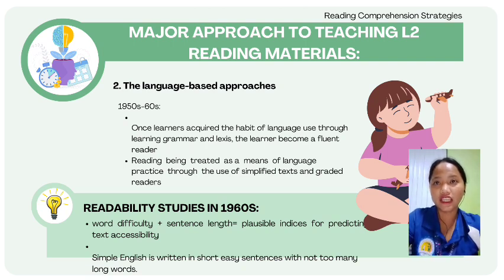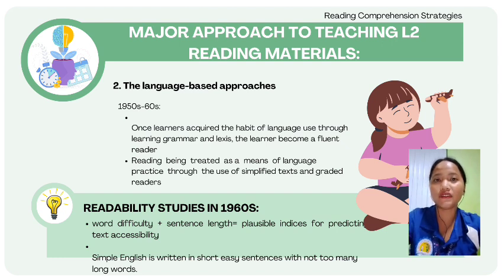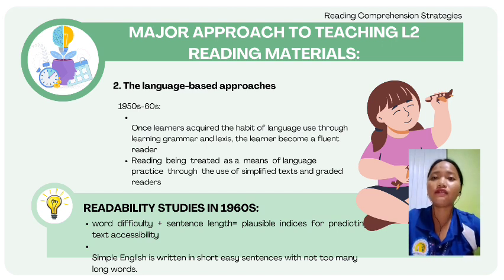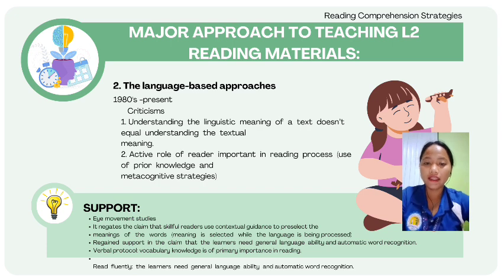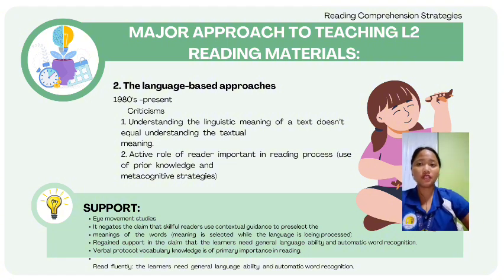Researchers suggested in the 1960s that text difficulty could be predicted based on word complexity and sentence length. This led to the development of simplified English texts, which use shorter sentences and fewer difficult words to improve accessibility. From the 1980s to the present, there is a criticism that understanding linguistic meaning is not equal to understanding textual meaning. Simply knowing the grammar and vocabulary of a text does not guarantee comprehension of its deeper meaning.